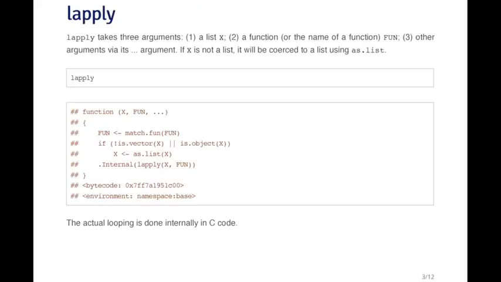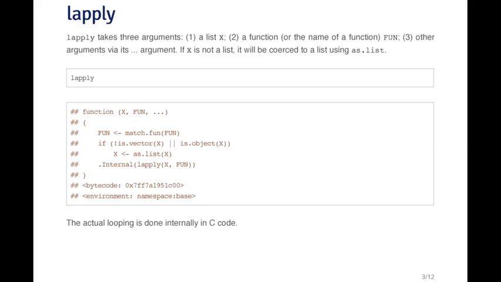So lapply takes three arguments. The first argument is a list, which is called x. The second argument is a function, or the name of a function. And then there are other arguments that can be passed through the dot dot dot argument, which is used to pass arguments that go with the function that's being applied to each of the elements of the list. If x is not a list, then it will be coerced to a list if possible. If it's not possible to coerce the object to a list, then you'll get an error.